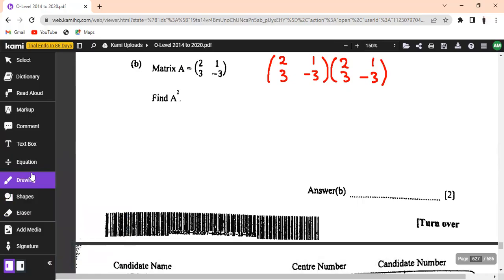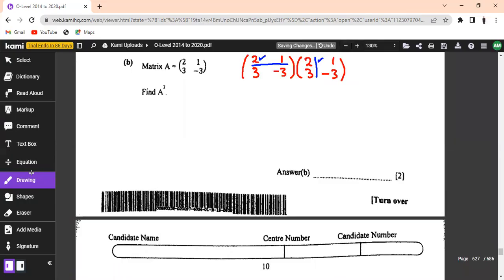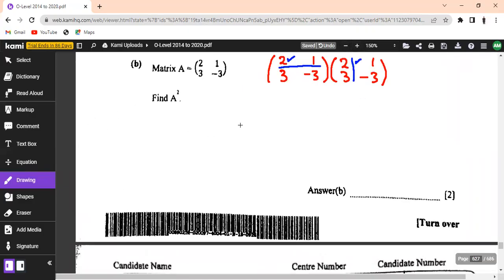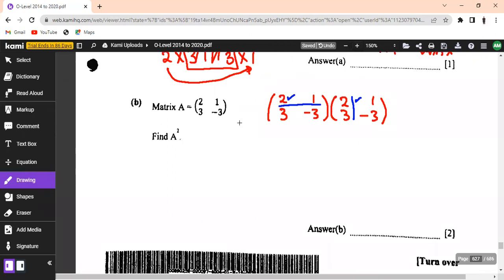So back to your multiplication, we know it's row by column. So it's going to be this row by this column here, which is 2 times 2, which is 4. So you're going to have 4 plus 1 times 3, which is 3. Then you are done with this row and this column. We move on, still on the same row, but now on this column. So it's 2 and 1 here, which is 2 plus 1 times minus 3, which is minus 3.